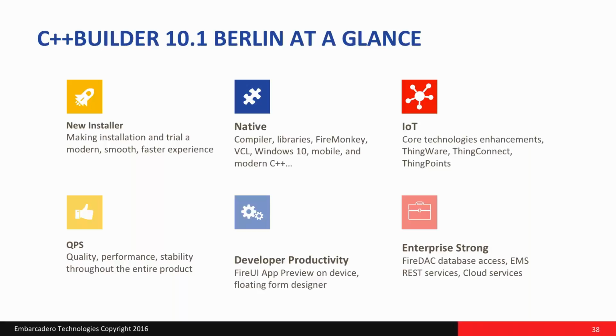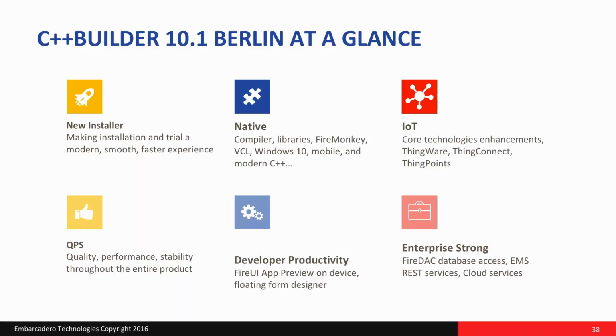And when it comes to native, we have a native compiler, we have native libraries, FireMonkey and VCL. VCL is native controls, FireMonkey is cross-platform and compiles natively and exposes native controls. We have native Windows 10 support. We have mobile, we have modern C++, and we're focusing heavily on our C++ future. The Internet of Things, of course, we have quite a vast number of Internet of Things components there with ThingWare and ThingConnect and ThingPoints and support a vast number of devices.